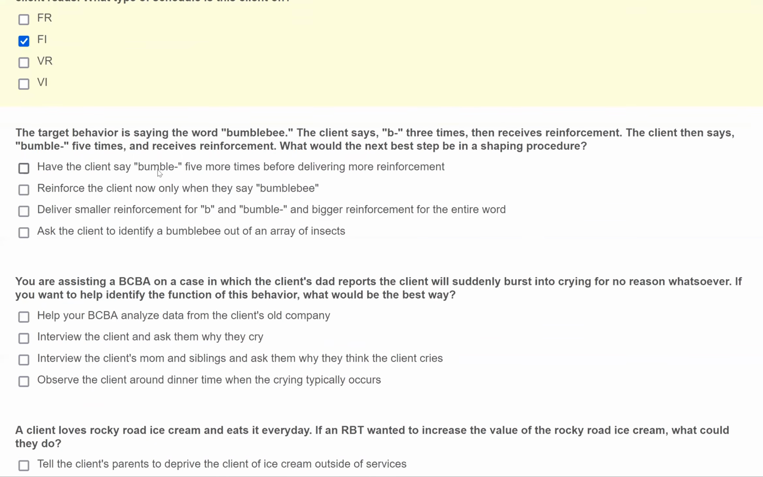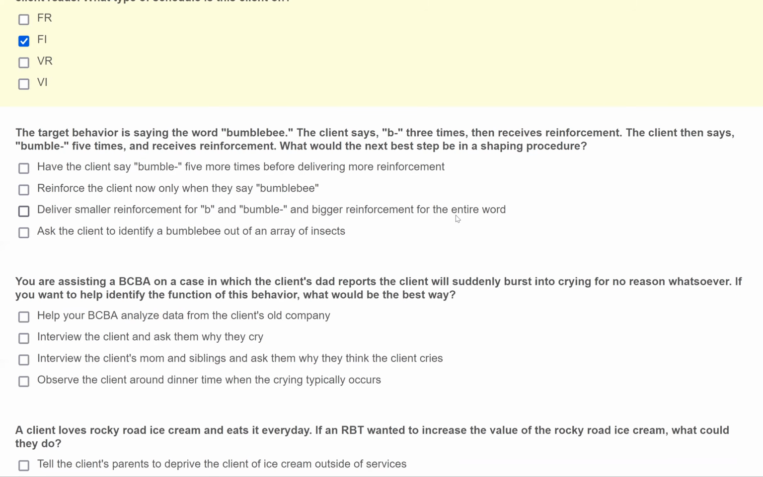The target behavior is saying the word bumblebee. The client says buh 3 times, then receives reinforcement. The client then says bumble 5 times, receives reinforcement. What would the next best step be in a shaping procedure? Okay. First, what is the question asking? The question is asking about the next best step, specifically of a shaping procedure. So in shaping, what are we doing? We're reinforcing approximations of a behavior until we reach terminal behavior.